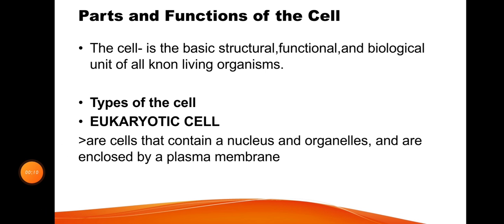What is a cell? A cell is the basic structural, functional, and biological unit of all known living organisms. A cell has two types, and this is the eukaryotic cell. Eukaryotic cells are cells that contain a nucleus and organelles and are enclosed by a plasma membrane.